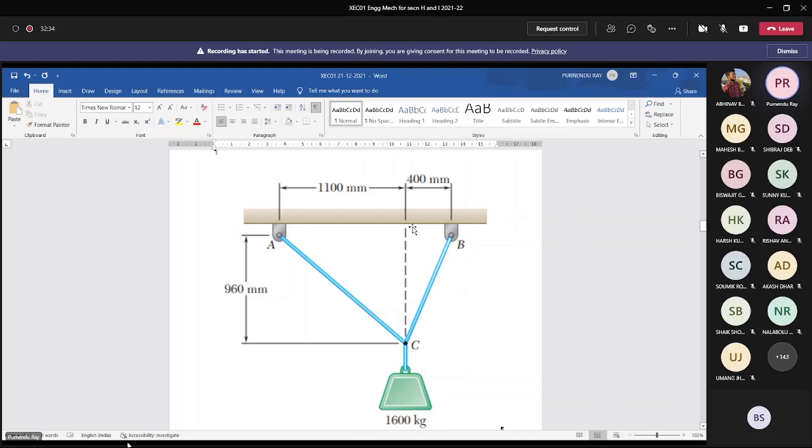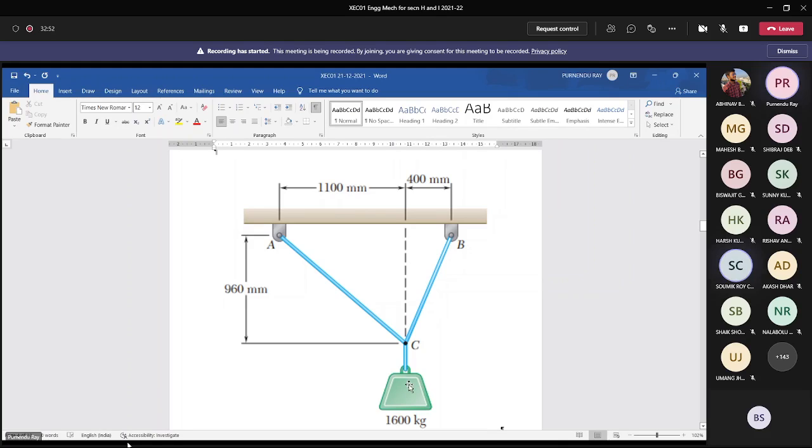And how vertically is it located? It is at a distance of 960 millimeter from this level. Okay, a very simple situation. Now, as this block is not moving, it is not falling down, so it is under equilibrium.